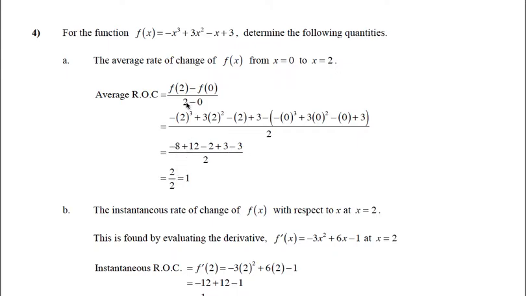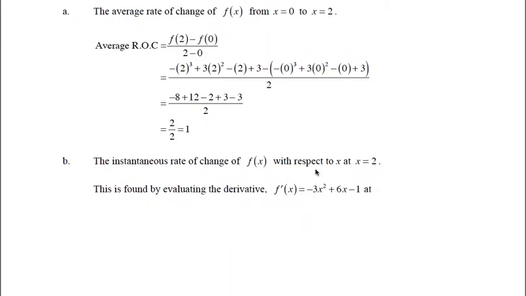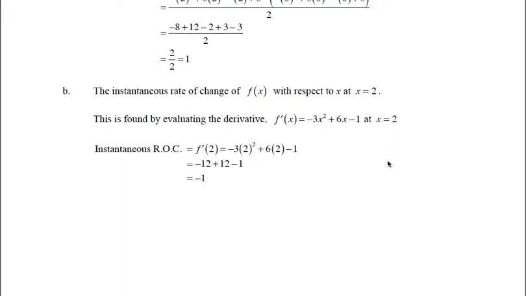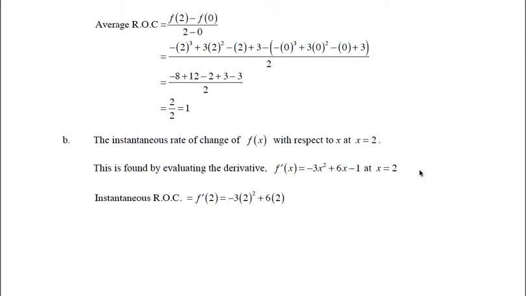In the denominator, the difference in x's is 2 minus 0, which is just 2. And so the end result is 2 over 2, which of course equals 1. So that's the average rate of change of this function from x equals 0 to x equals 2. Now, the instantaneous rate of change is a lot easier.